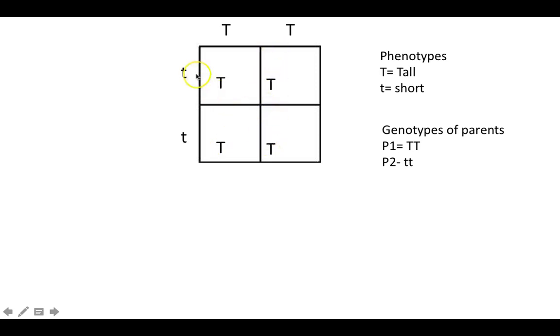Then it's sides across. We're going to take this allele and take it all the way across into both boxes. Then we're going to take this allele and take it all the way across into both boxes. All right. Ready to move on?